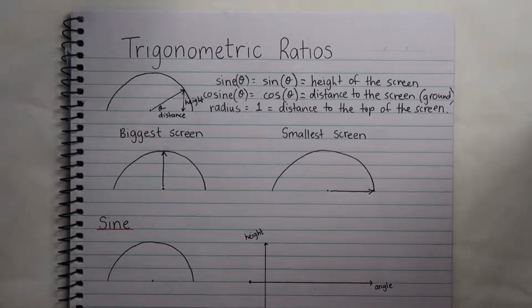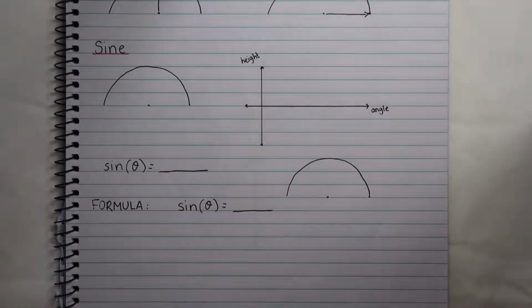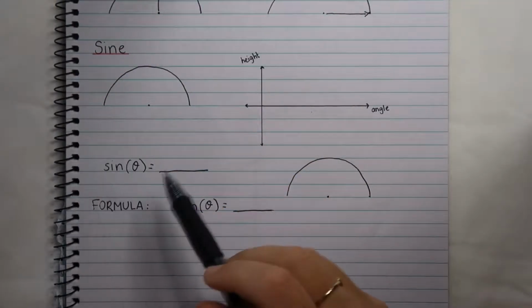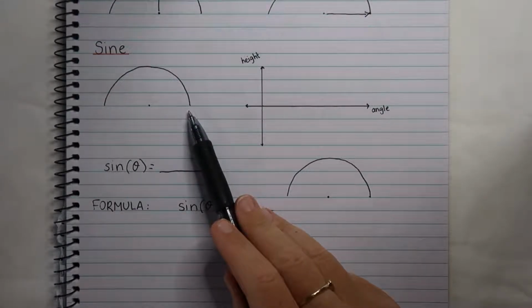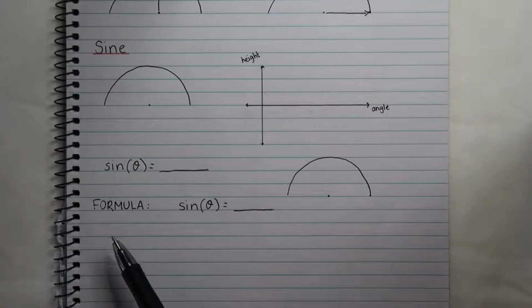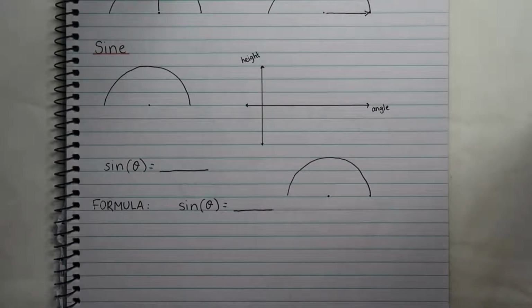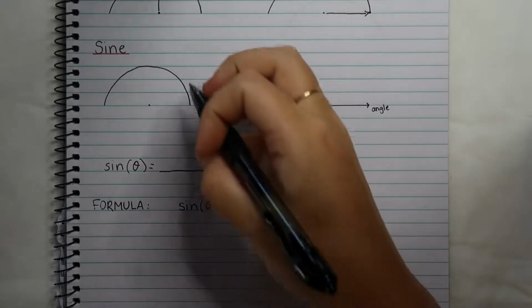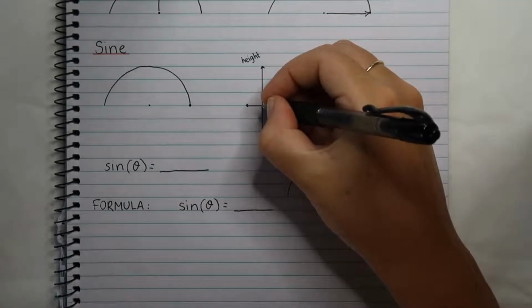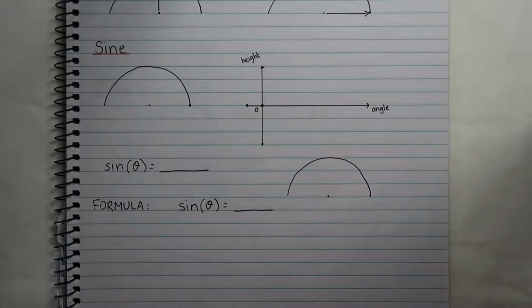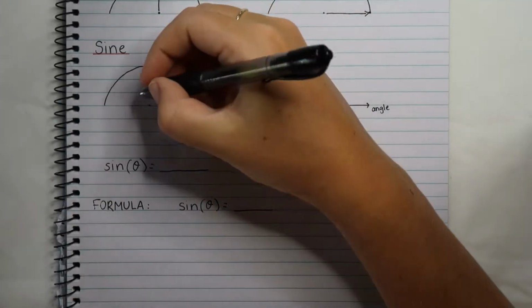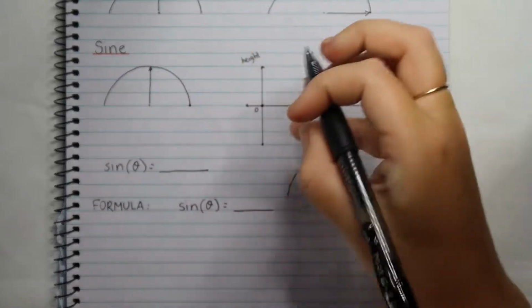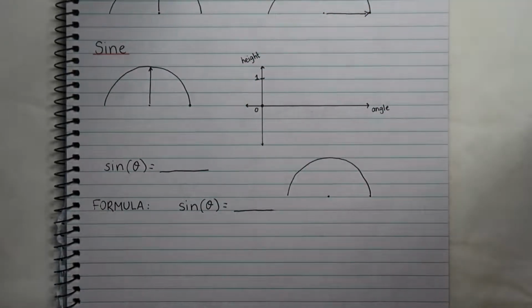So first off, let's have a look at sine. We're going to imagine that sine theta is equal to the height of the screen. We are going to put the screen at various spots along our dome, starting from the furthest away position. And the height of the screen we will plot on this graph. When the screen is furthest away, the height is 0. So we're going to start at 0. The highest possible screen is equal to 1. So when our screen is at its highest point, that's going to be equal to 1, as that is the length of our radius.